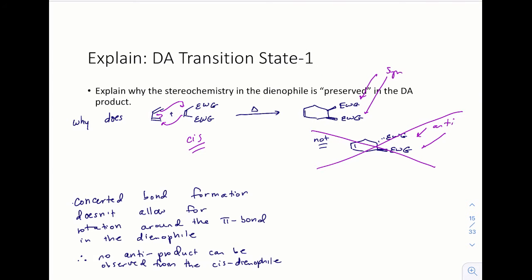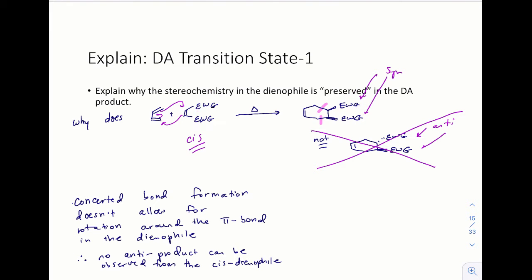Let's explain it based on the transition state. Give it a whirl. The formation of these two bonds in a concerted fashion, meaning that the bond on this end of the molecule is made at the same time as the other end of the molecule, does not allow for any bond rotation to occur around this pi bond in the dienophile. Thus, the stereochemical relationship in the dienophile, in this case cis, is preserved in the product and remains syn.